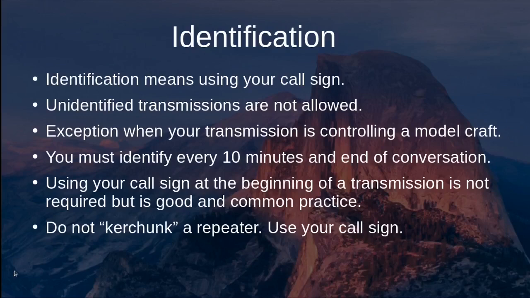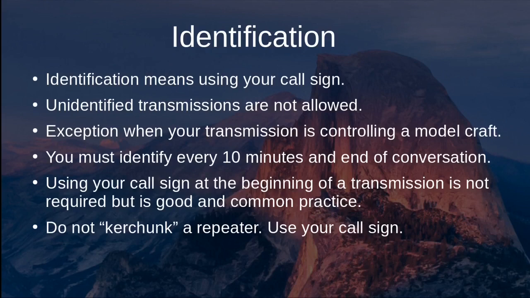Identification. You must identify yourself when transmitting and communicating using amateur radio. So what does this mean? It essentially means you need to use your call sign. So don't make a transmission and go on and on and on without identifying yourself within the appropriate time frame by announcing your call sign. Unidentified transmissions are not allowed. You cannot repeatedly transmit without identifying yourself.